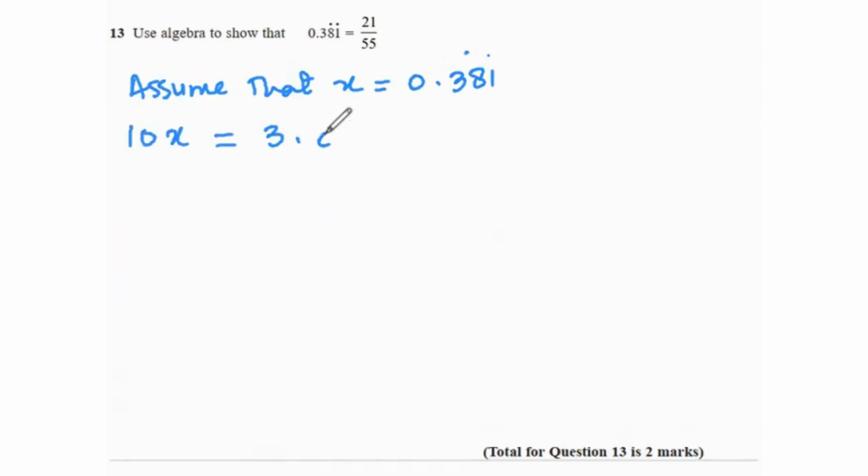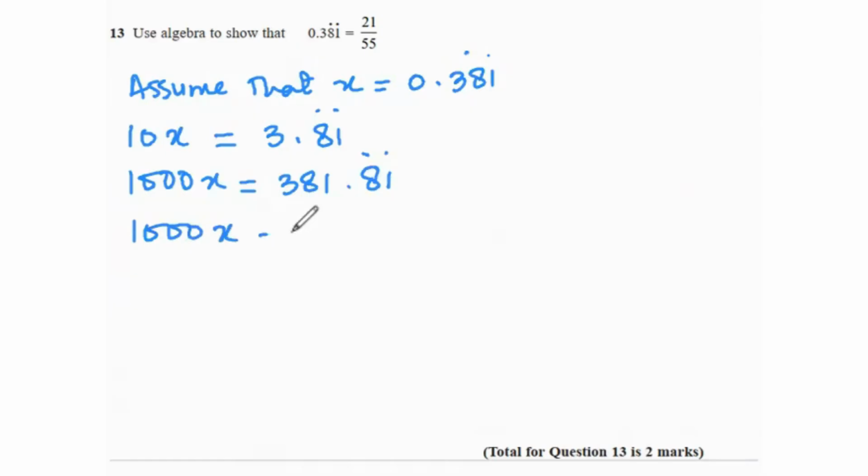This one says use algebra to show that 0.381 recurring equals 21 over 55. Very similar to the previous questions. First step is the same. Assume that x equals 0.381 recurring. Multiply x with 10. 10x equals 3.81 recurring. Then we can multiply x with 1,000. So that's going to be 381.81 recurring. The numbers after the decimal are exactly the same, so we can subtract 1,000x and 10x.